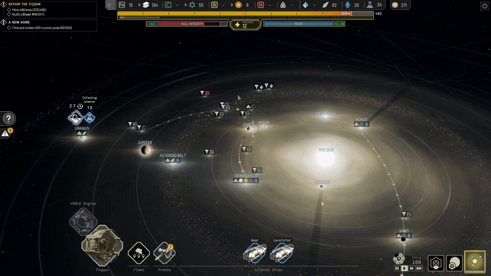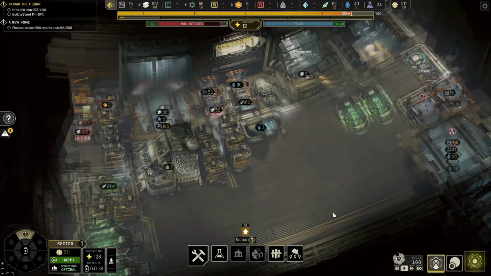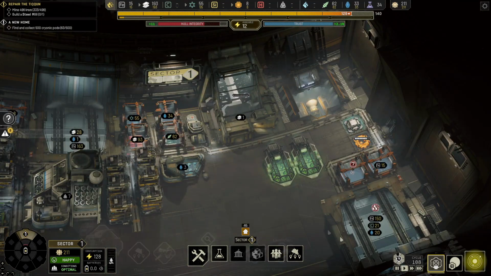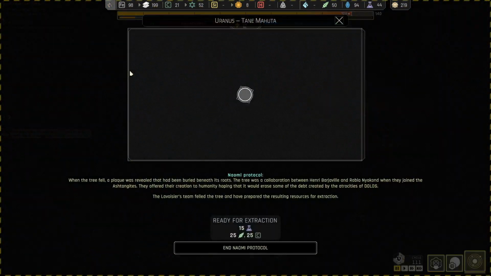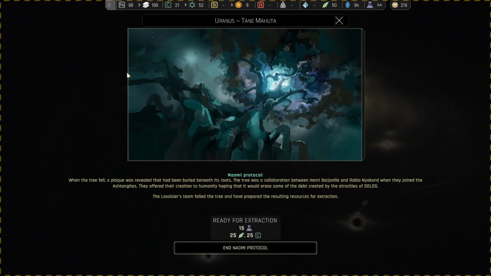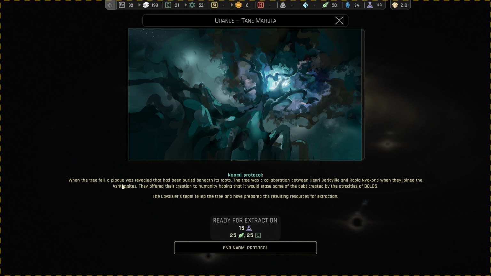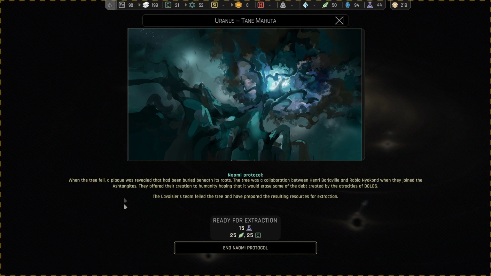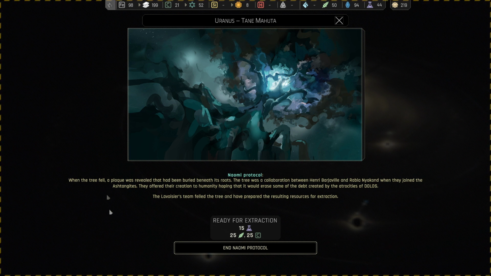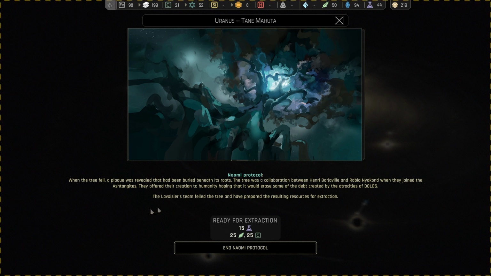And just like that, we have managed to repair our hull just enough. Did take a while, though. A science ship team has completed a task. And here we go, last thing for this episode. When the tree fell, a plaque... I've been misreading that the other two times I've done this. The plague is what I was reading. No, a plaque was revealed, buried beneath its roots.